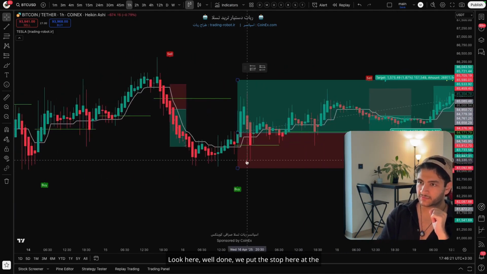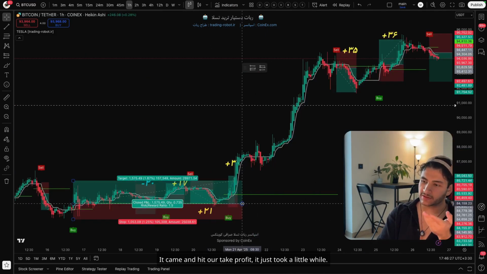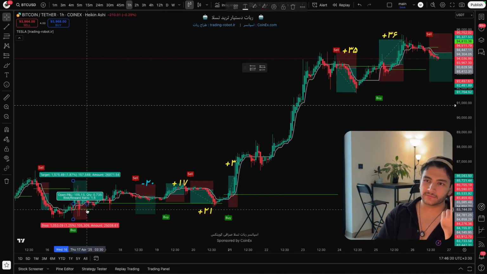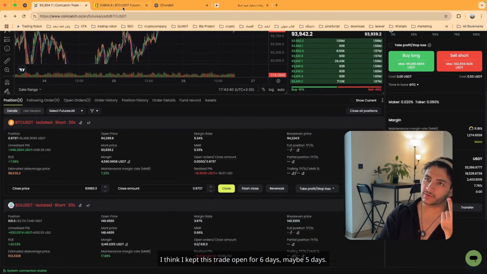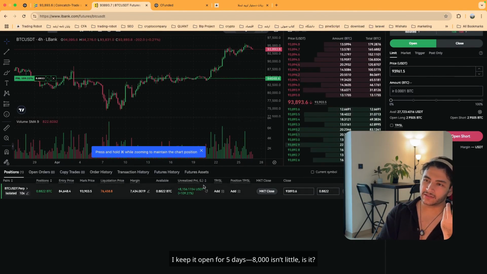Look here, well done. We put the stop here at the previous low. It didn't come to hit it. You see, it came and hit our take profit. It just took a little while. I think I kept this trade open for 6 days, maybe 5 days. I keep it open for 5 days, 8,000 isn't little, is it?